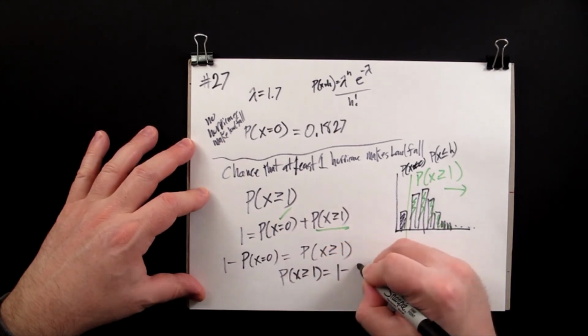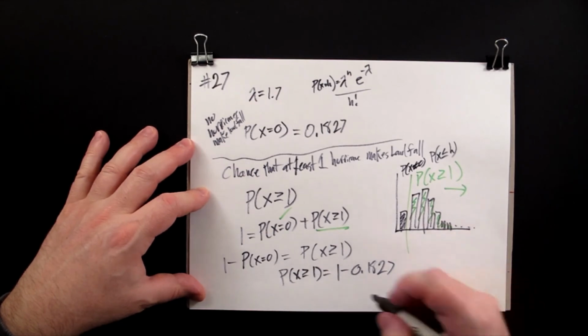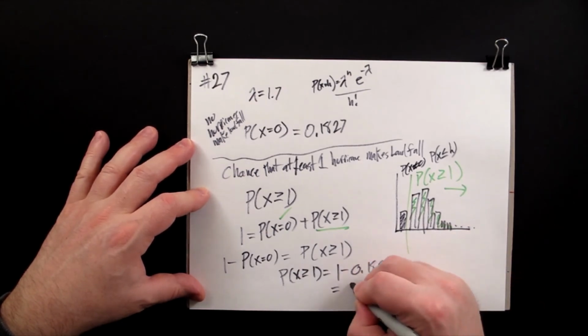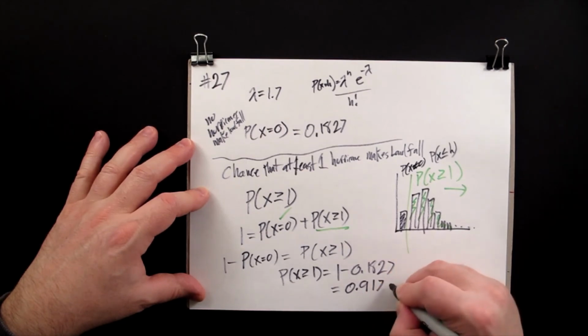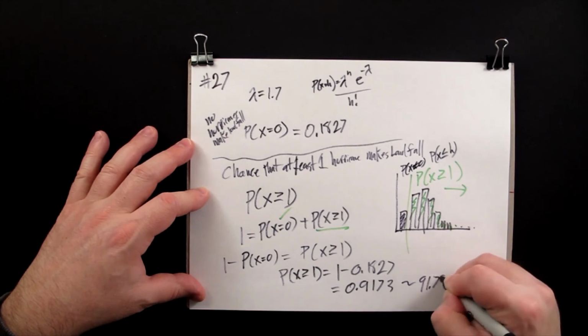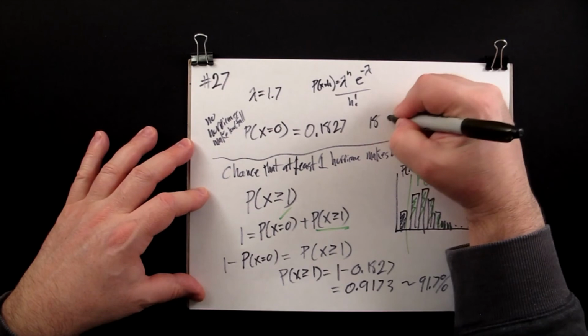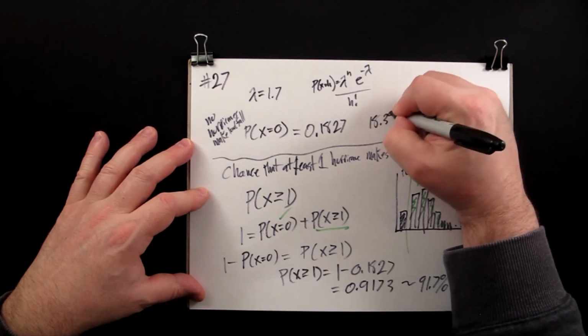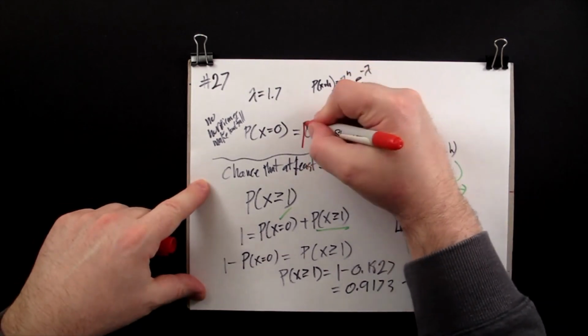Okay, so what is that? That is 1 minus 0.1827, which, when you do the arithmetic, is 0.913. So 91.7% chance a hurricane makes landfall in a given year. 18.3% chance that no hurricanes make landfall.